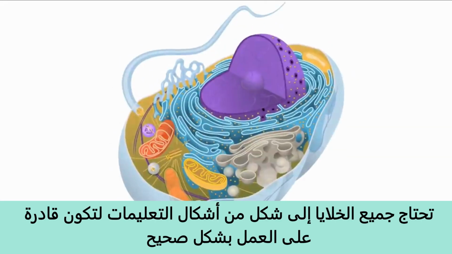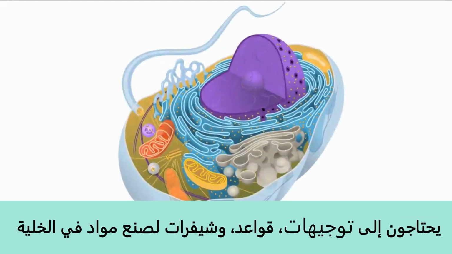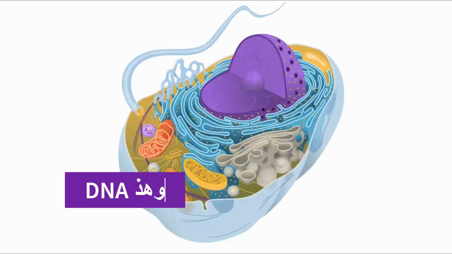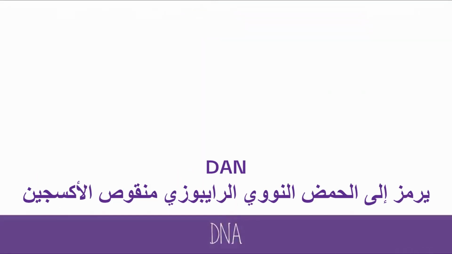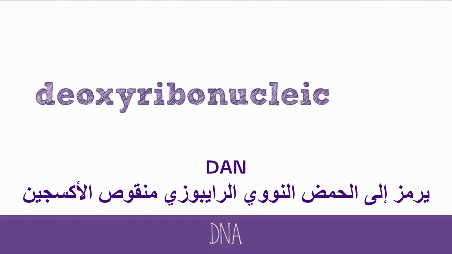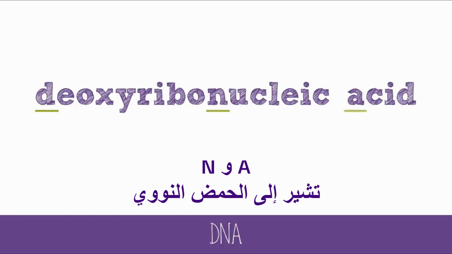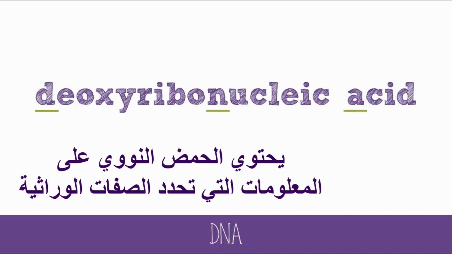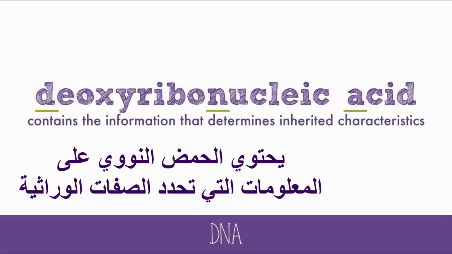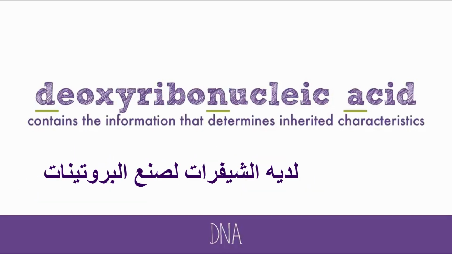All cells require some form of instructions to be able to function properly. They need guidelines, rules, codes for making materials in the cell, and that code is DNA. DNA stands for deoxyribonucleic acid, D for the name of the sugar, N and A for nucleic acid. DNA contains the information that determines inherited characteristics. It has the code for making proteins.